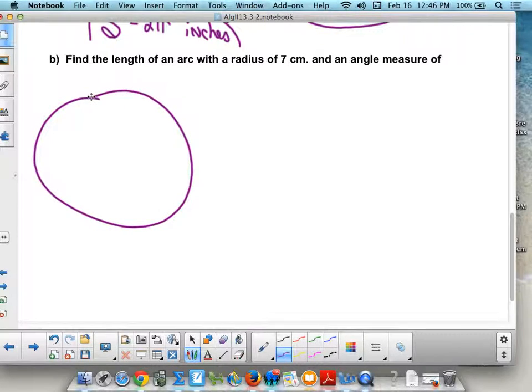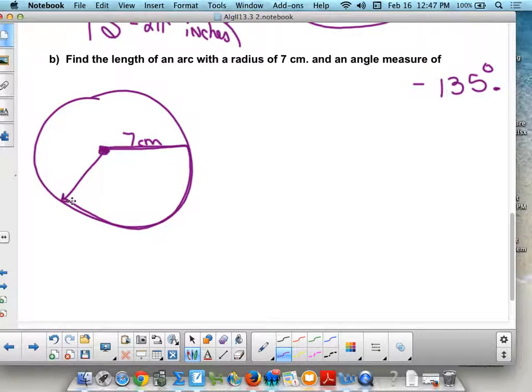So here's me thinking, okay, radius of what? 7. Okay. Find the length of an arc with a radius of 7 centimeters and an angle of negative 135. So if I do negative 135, it just means I'm going which way? Down. Okay, so if I start here, I'll go down, down, down, about here.